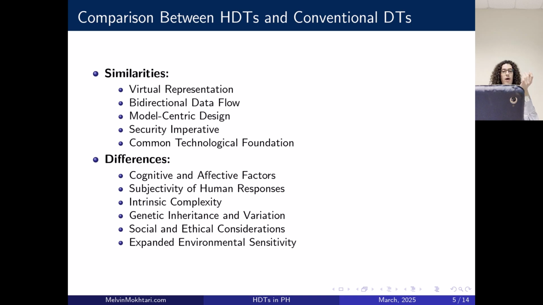Intrinsic complexity is about the fact that humans are incredibly complex systems. So HDTs require knowledge from biology, psychology, physiology, and even the environment to make a comprehensive design. Genetic inheritance. So HDTs must track inherited traits and genetic variations, which also requires complex data analysis and data structures. We are also social beings, so HDTs need to consider relationships and ethical and social dynamics.